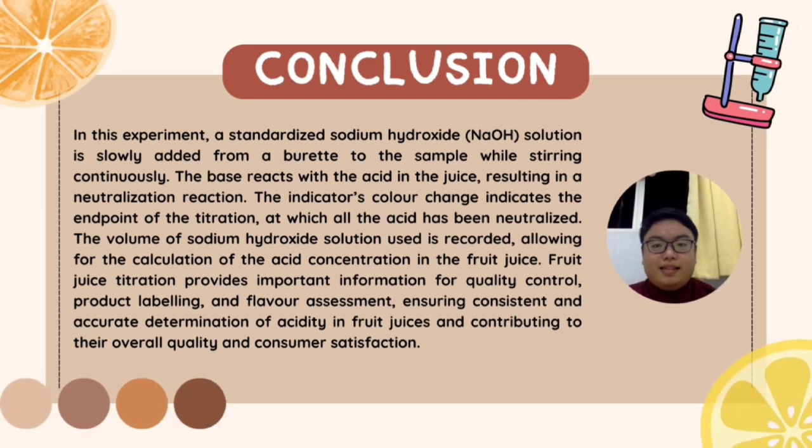In this experiment, a standardized sodium hydroxide solution is slowly added from a burette to the sample while stirring continuously. The base reacts with the acid in the juice, resulting in a neutralization reaction. The indicator's color change indicates the end point of the titration, at which all the acid has been neutralized. The volume of sodium hydroxide solution used is recorded, allowing for the calculation of the acid concentration in the fruit juice. Fruit juice titration provides important information for quality control, product labeling and flavor assessment, ensuring consistent and accurate determination of acidity in fruit juices and contributing to their overall quality and consumer satisfaction.